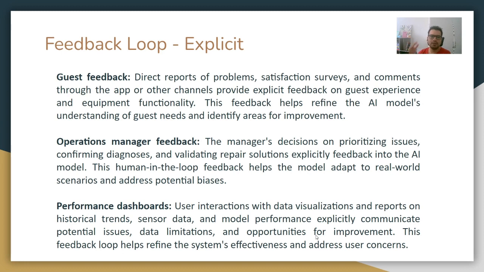And about the explicit feedback loop, in guest feedback, we can get direct reports of problems, satisfaction surveys, and comments through the app or other channels that provide explicit feedback on guest experience and equipment functionality. About operations manager feedback, the manager's decisions on prioritizing issues, confirming diagnoses, and validating repair solutions feed explicitly into the AI model. And the performance dashboard: user interaction with data visualizations and reports on historical trends, sensor data, and model performance explicitly communicates potential issues, data limitations, and opportunities for improvement.